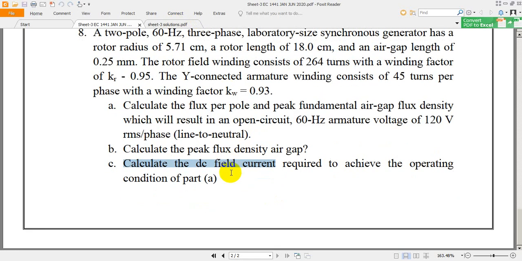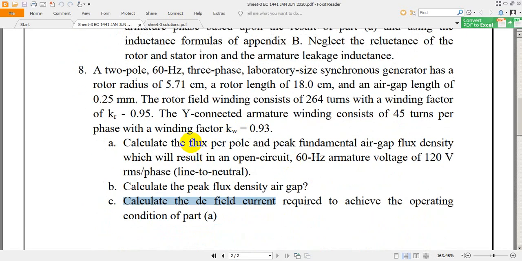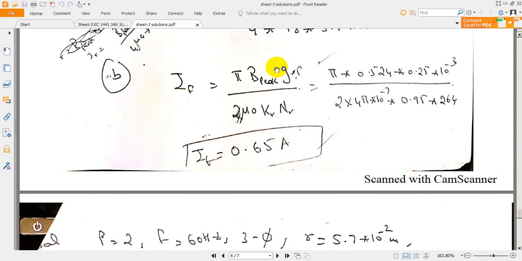Condition part A means, to produce a flux, this much flux, what is the field current required? It is referring to the field winding. Field winding is the rotor part in a synchronous machine. So field current IF is equal to pi B peak g into P divided by 2 mu naught KR into NR. Field current can be calculated.